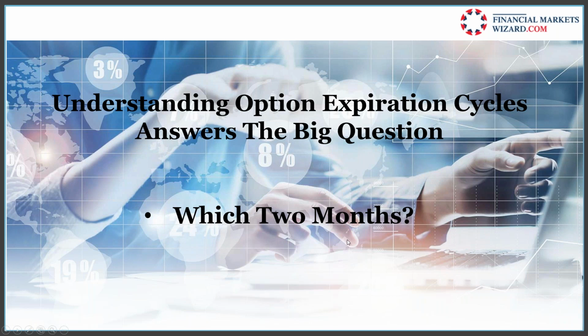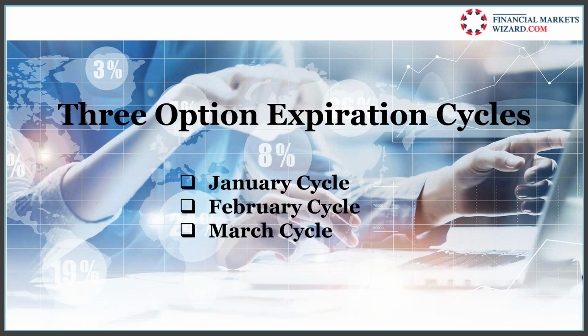All right. So they came up with 3 option expiration cycles. When they were designing the option, they said, okay, we will have 3 option expiration cycles: January cycle, February cycle, and the March cycle. All right. So January cycle, February cycle, March cycle. All options have one of these 3 cycles, and behind each cycle is a detail. So we will go through each cycle.